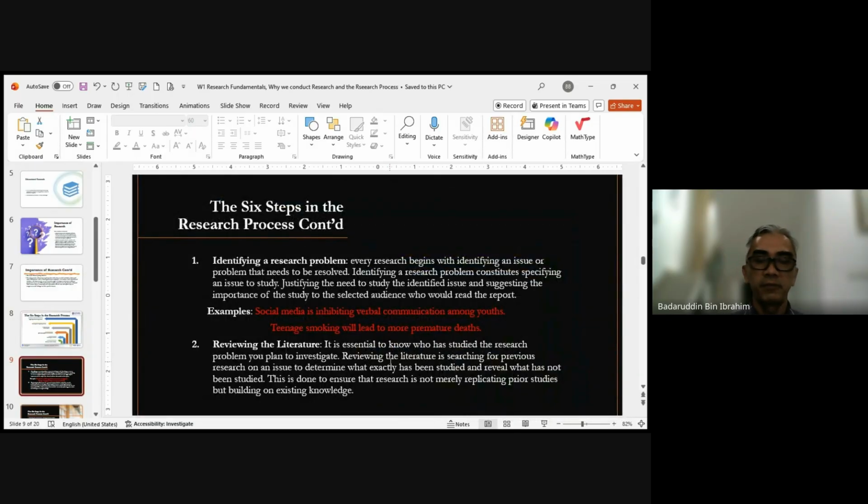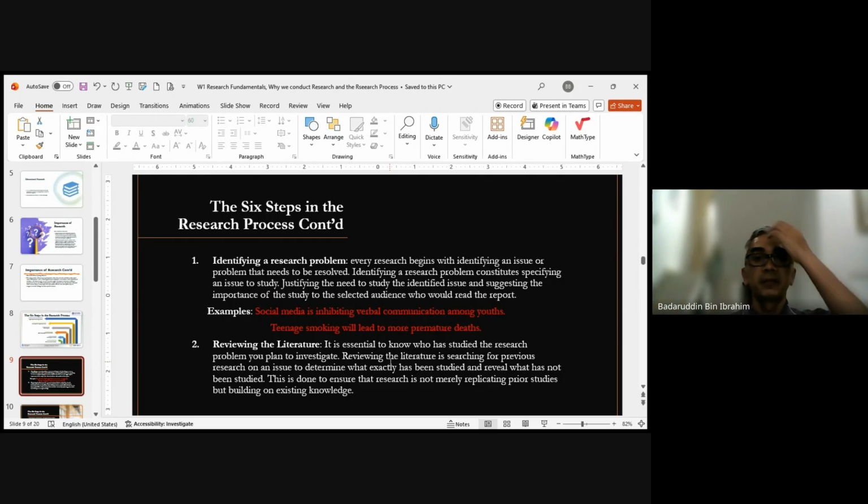This is again the process explanation, as I mentioned early on, the six steps. The first is identifying the research problem. Every research begins with an issue. For example, social media is inhibiting verbal communication among youth. Teenage smoking will lead to more premature death. So these are samples of an issue.